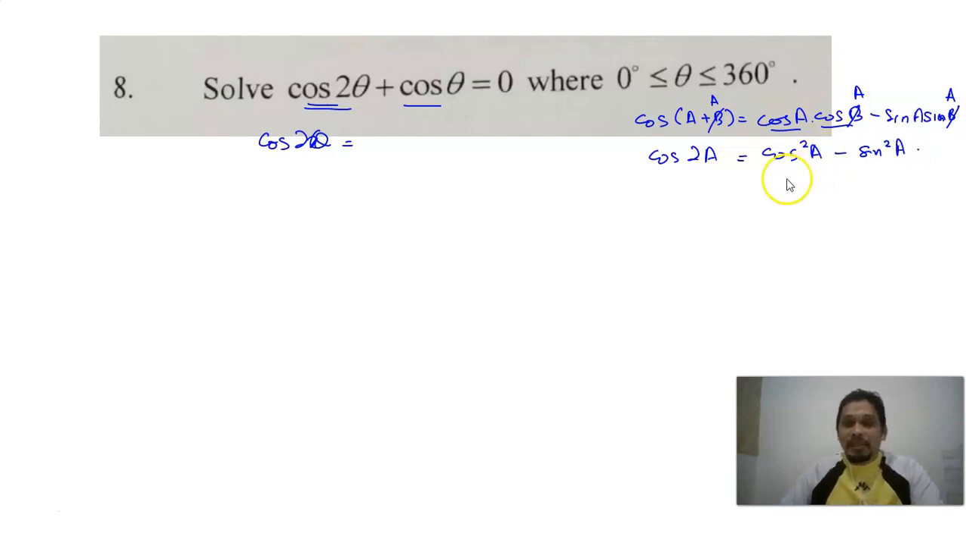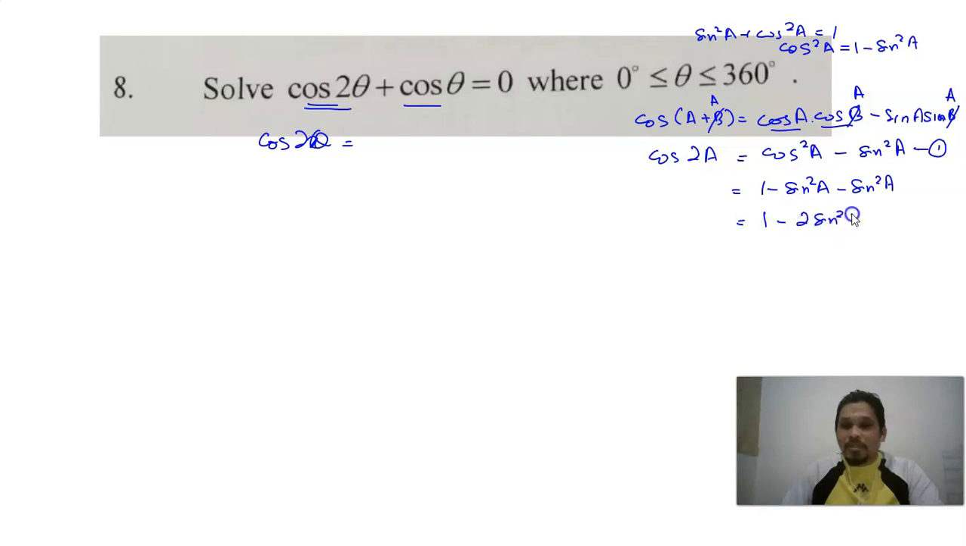Okay, so this is equation 1 here. We can use the other trigonometric identity of sin square A plus cos square A equal to 1. So from here, cos square A equal to 1 minus sin square A. So substitute cos square here, it will become 1 minus sin square A minus sin square A, or equal to 1 minus 2 sin square A, equation 2.